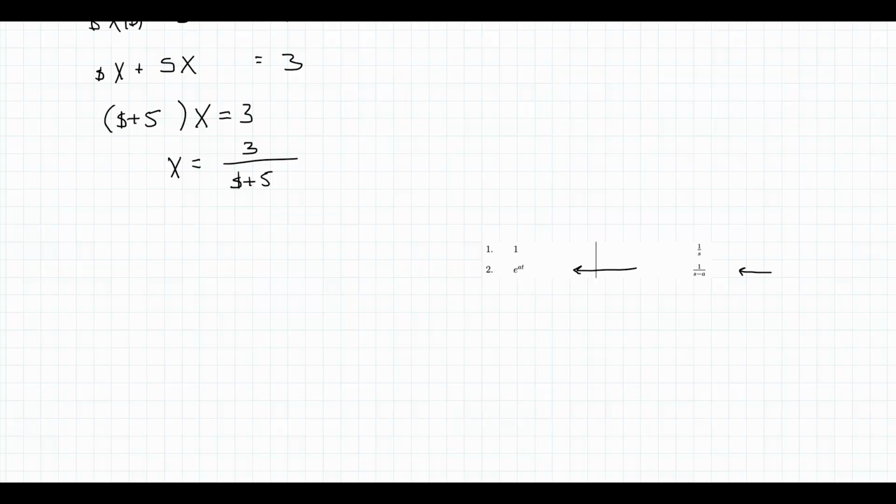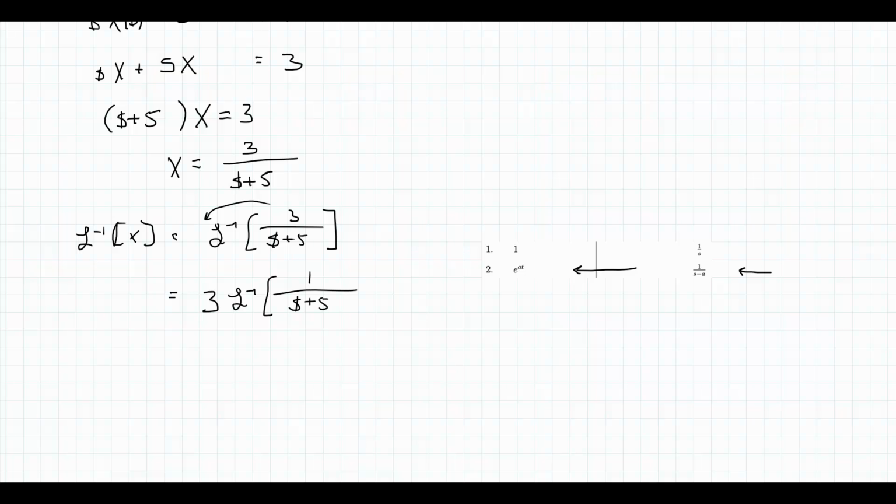I want to take the inverse Laplace transform of both sides. So in this case, I just do that to both sides. And what I can do is that 3, because it's a constant, I can pull outside. So I can say this is 3 times the inverse Laplace transform of 1 over s plus 5 equals the inverse Laplace transform of, this is big X here. I'm still in the frequency domain, so just make sure that's clear, that's big X.